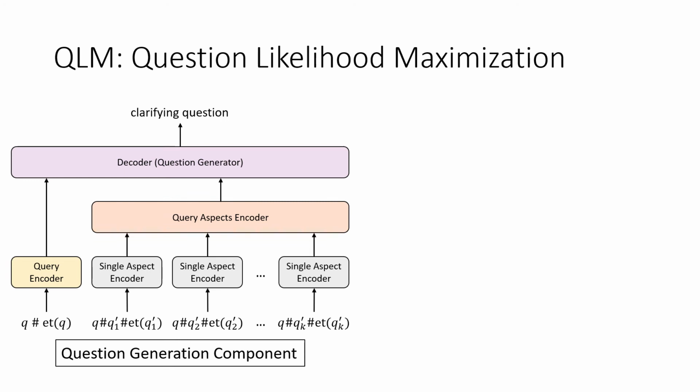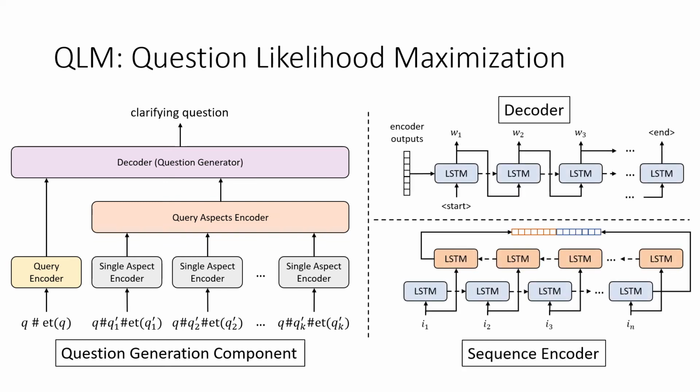We also have single aspect encoders. It takes the query and the aspects of the query from the query reformulation data and the entity type of the aspects. And then we have a query aspects encoder that aggregates all of these single aspect encoders. And at the end, we have a decoder that generates a clarifying question. You can use your own favorite network architecture for these components. In this paper, we use BiLSTM for the encoding part and an LSTM model for decoding.